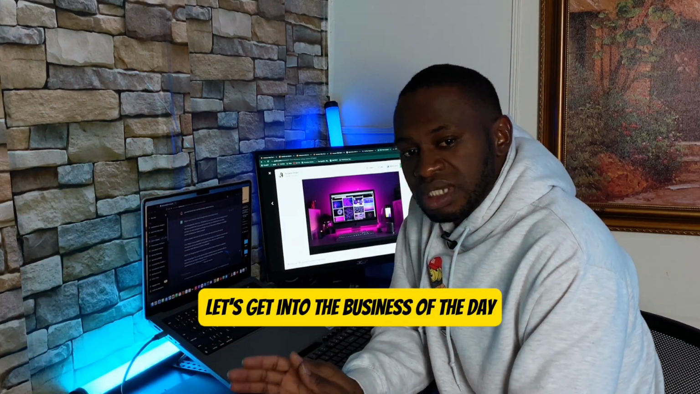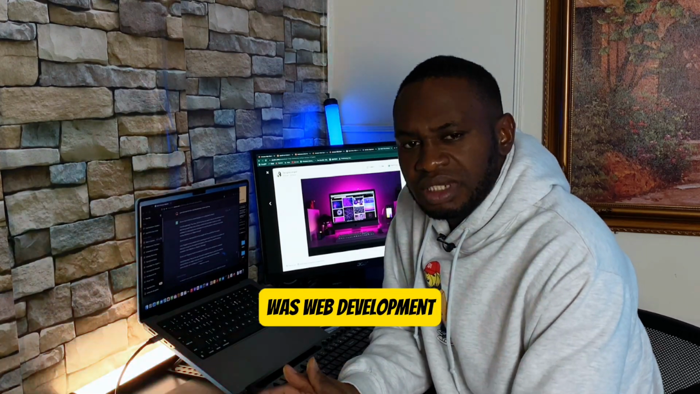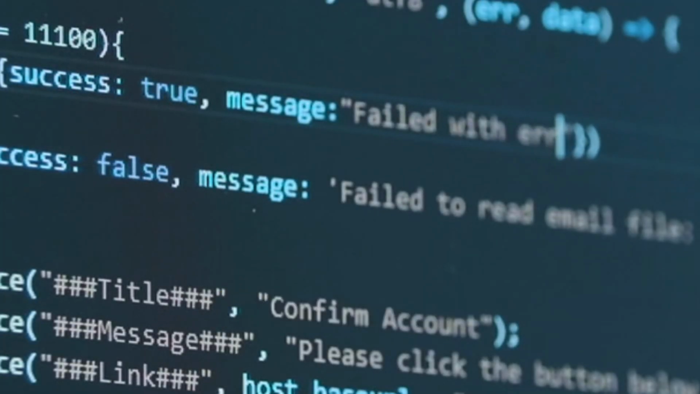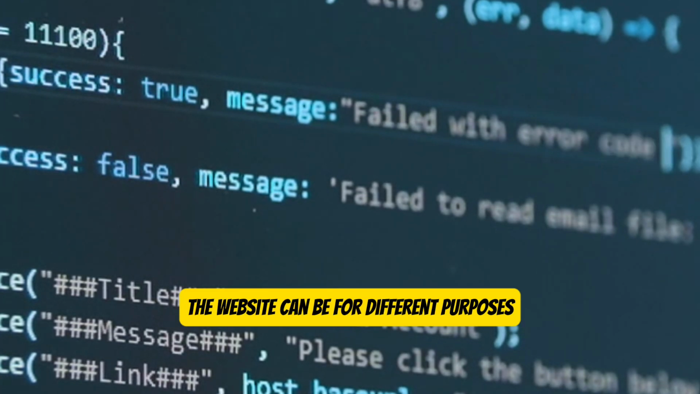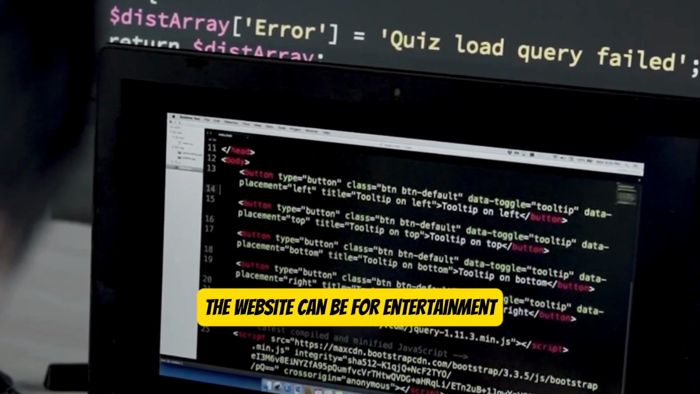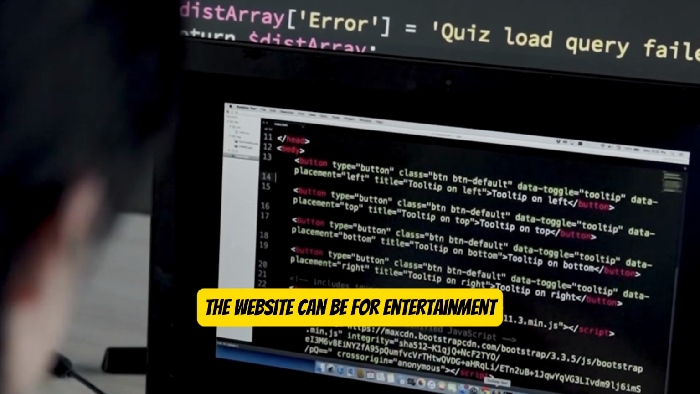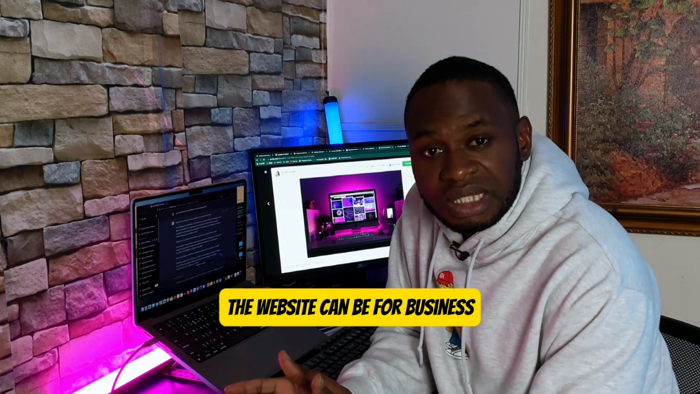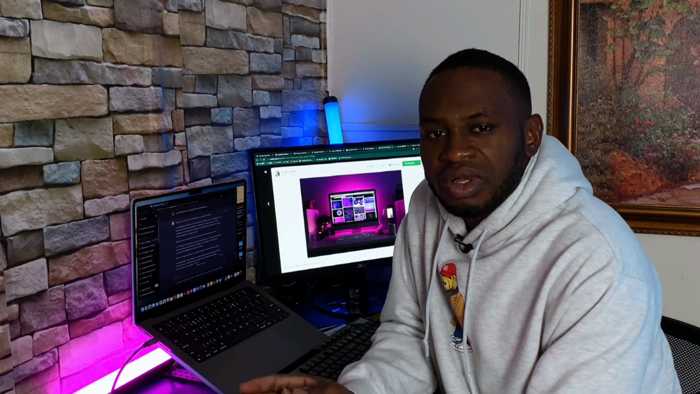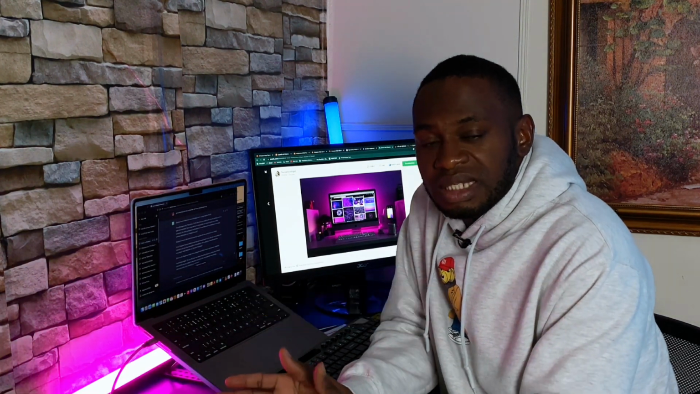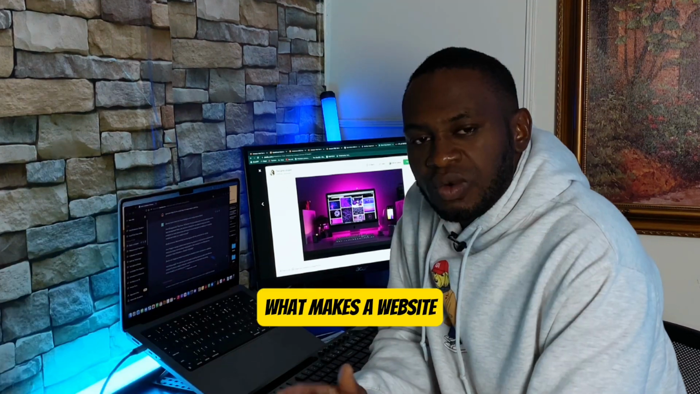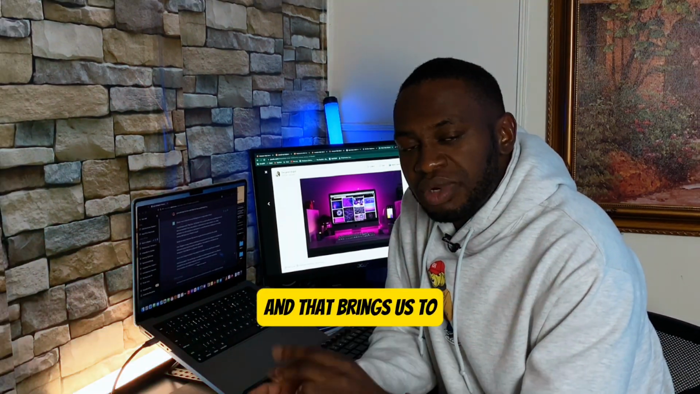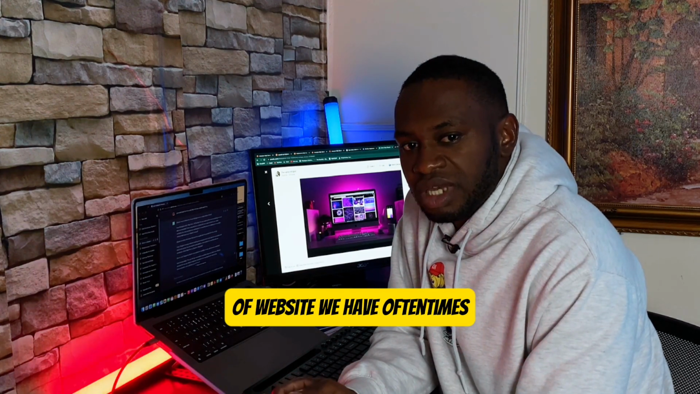Let's get into the business of the day. What's web development? Web development is a process of creating websites. The website can be for different purposes. The website can be for entertainment, for information, for business, for goods and services. The website can be for anything. What makes a website different from the other? And that brings us to the two categories of website we have.